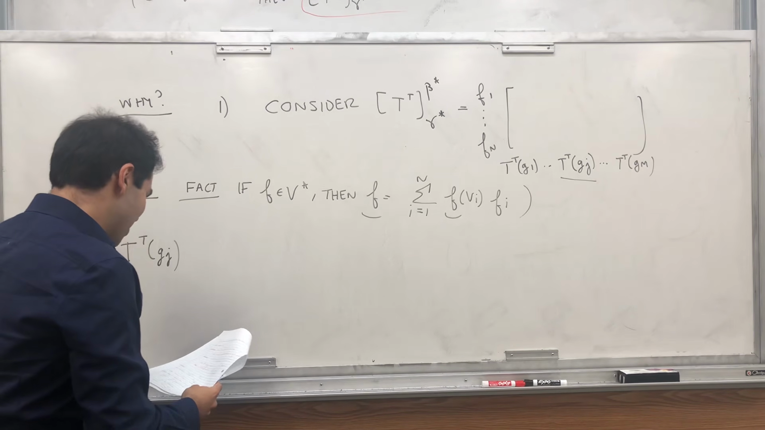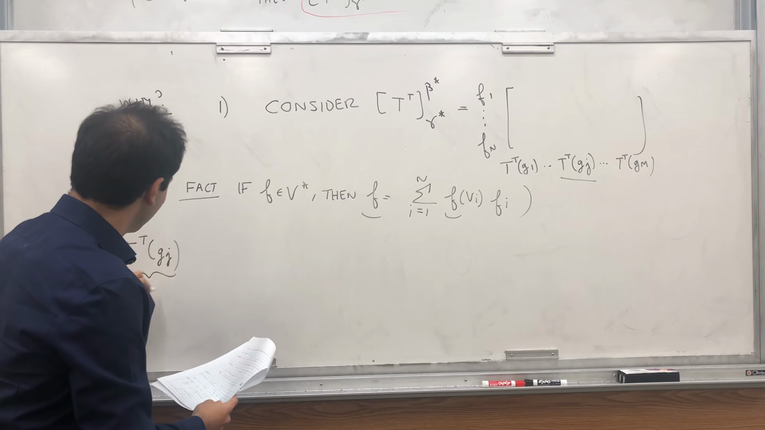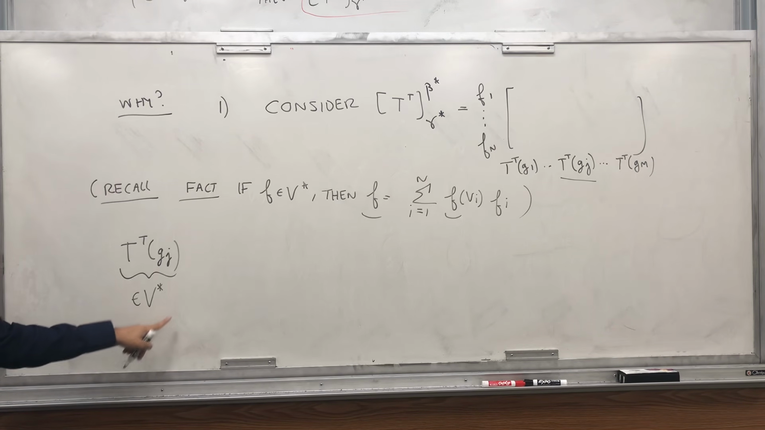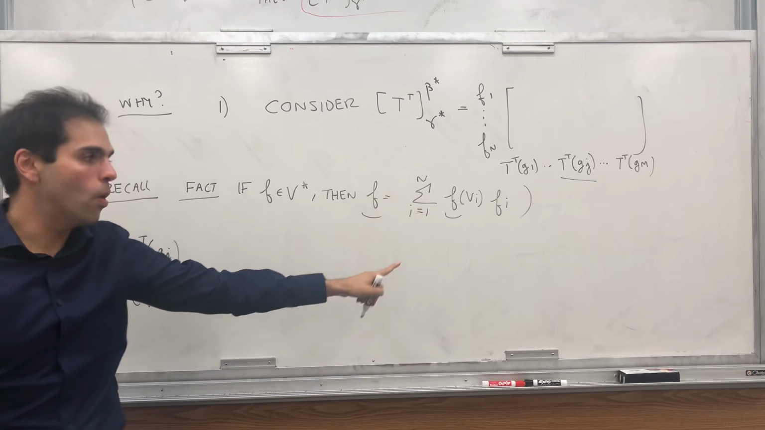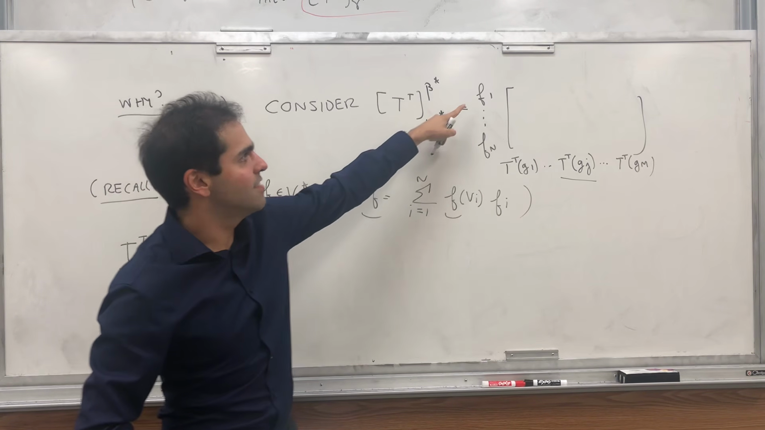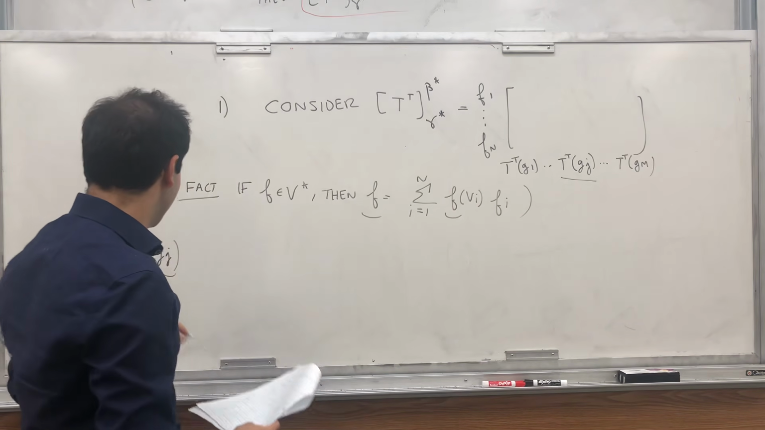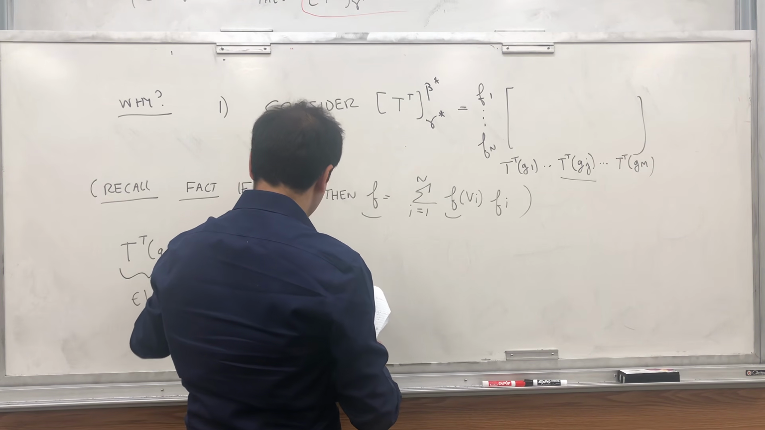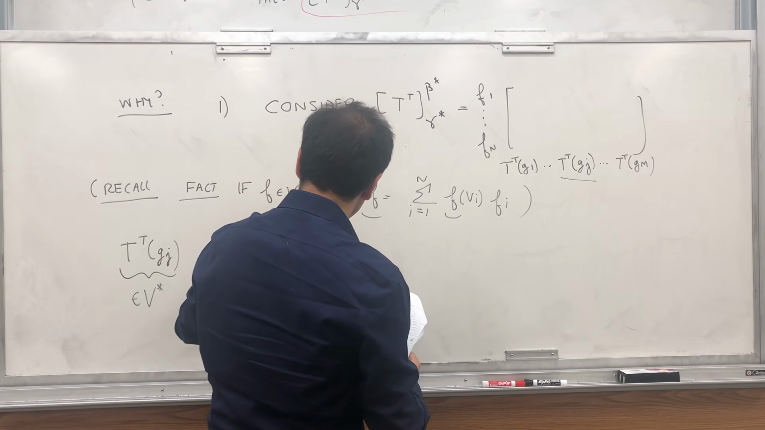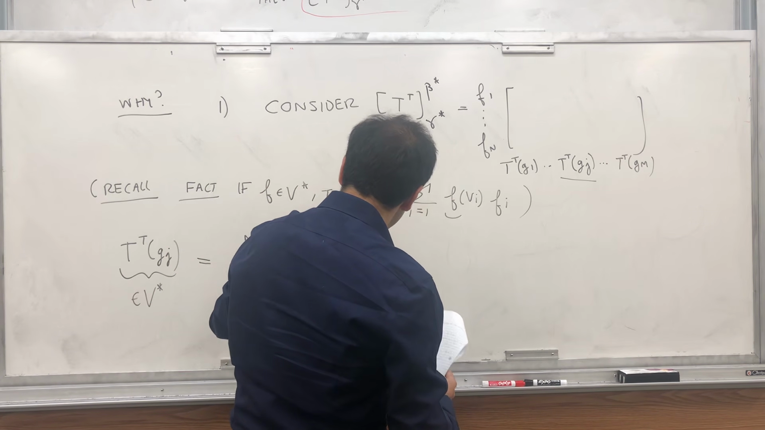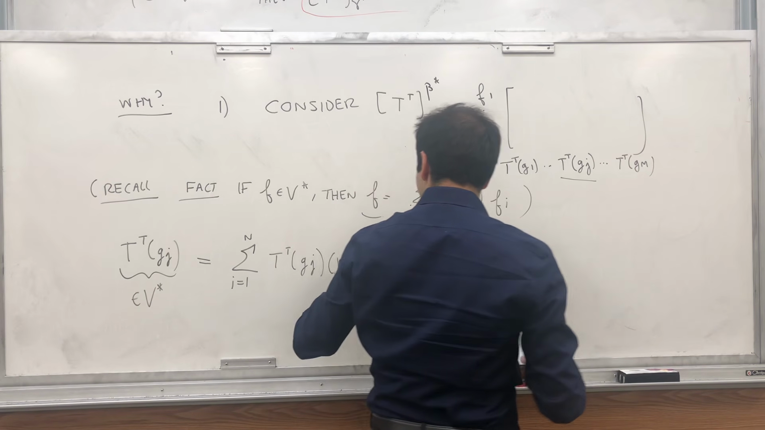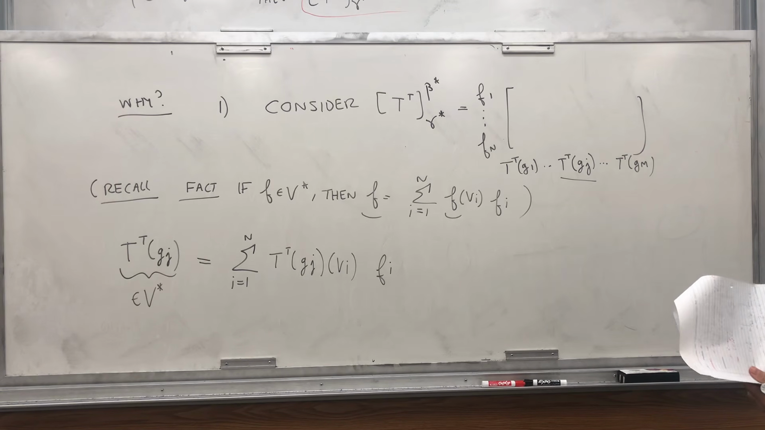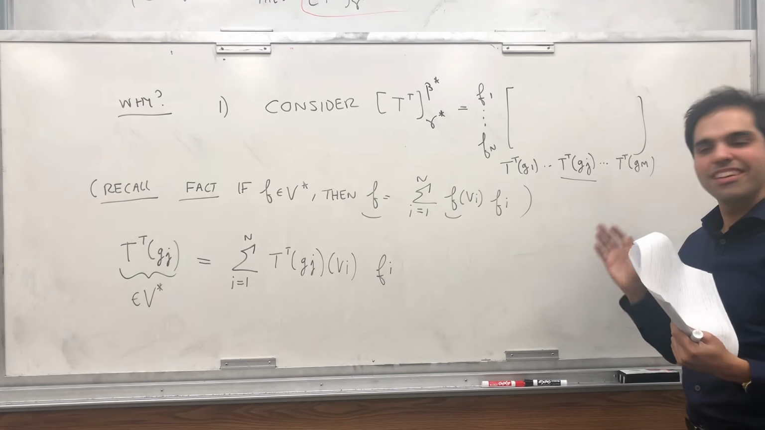Oh, I'm hungry. But anyway, so T transpose of Gj is precisely in V star, which means we can easily decompose it in terms of the Fi's, which remember, that's what we want. So this equals the sum from i from 1 to n of T transpose of Gj evaluated at Vi times Fi. And as I said in math, you better use your assumptions.